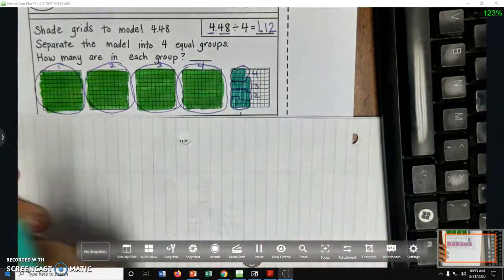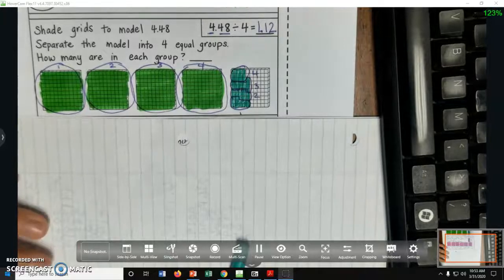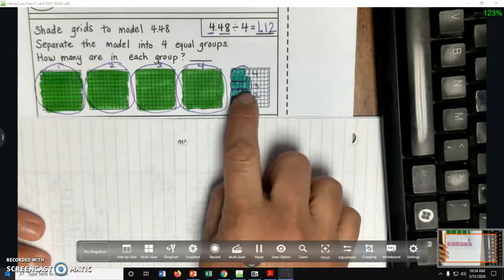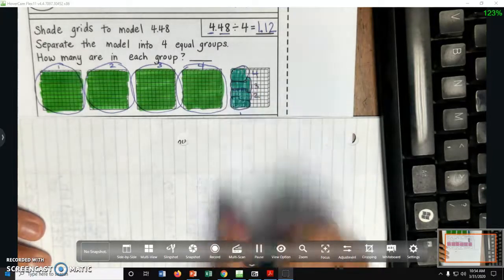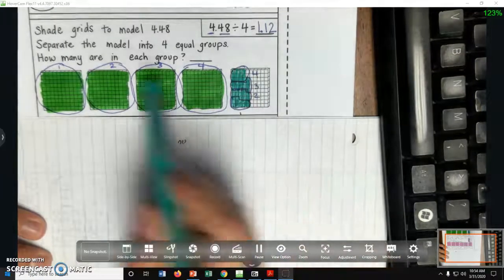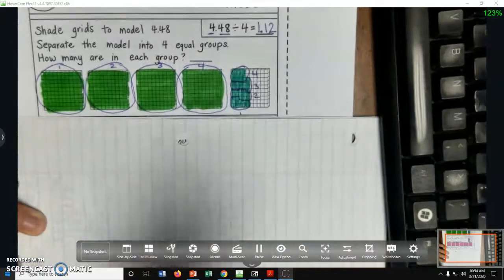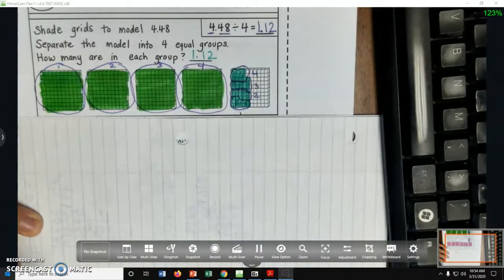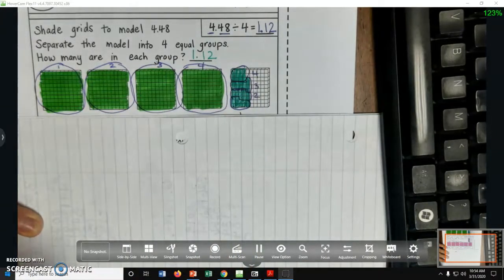So I went ahead and I started circling. I did label group 1 down here. So I circled 12 for group 1, 12 for group 2, 12 for group 3, and 12 for group 4. How many are in each group? 1 and 12 hundredths. Okay, so there's 4 groups of 1 and 4 groups of 12 hundredths.